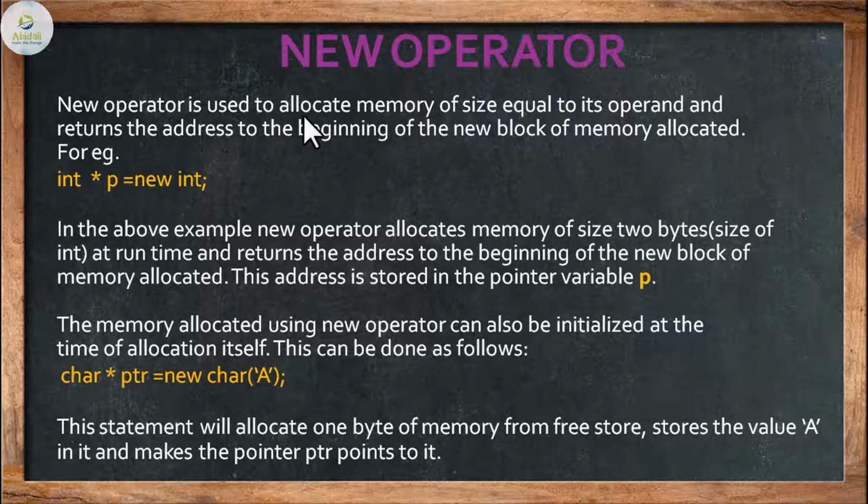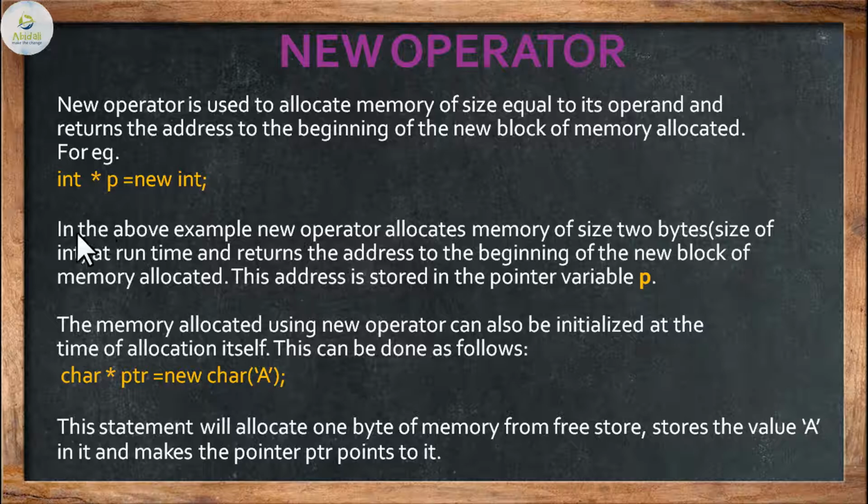So the new operator is used to allocate memory of the size equal to its operand and returns the address. Whenever it does this, it will return the very beginning address to the pointer called p. As you know, pointers are used to store memory addresses. So the very beginning address will be stored in the pointer.